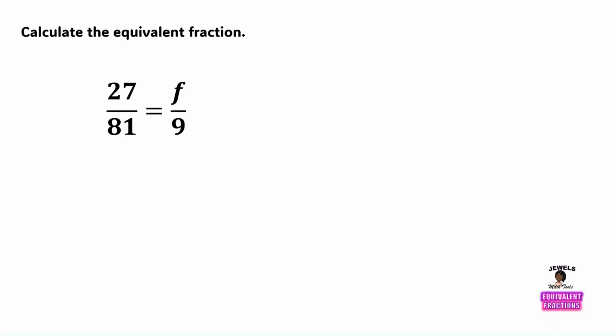So in this example, we're going to be doing pretty much the same thing as we did in the first one, but I won't be going through as much of the working. We're looking to find the value of our unknown variable f. So in 81 and 9, I know that when 81 is divided by 9, this will equal 9, which means that I'm now also going to divide 27 by 9, which will equal 3. Okay? So there you have it.